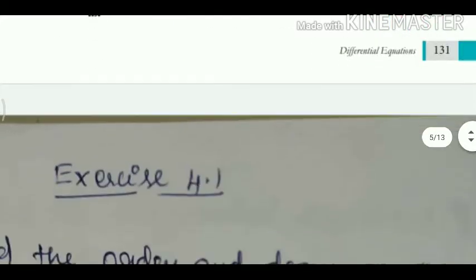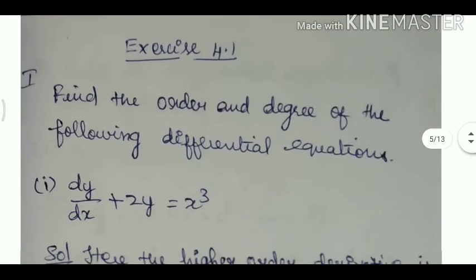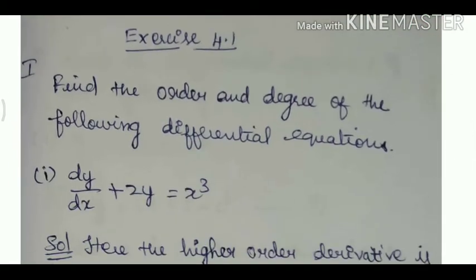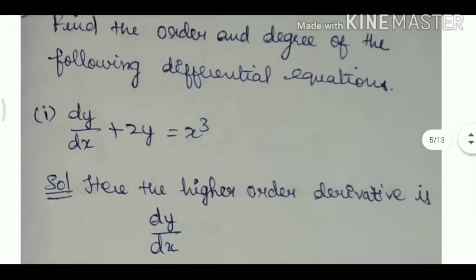Now we are going to see the exercise 4.1 first question. Here also we are finding the order and degree. The first one is to find the order and degree of the following differential equation. So the first question: dy by dx plus 2y equal to x cube.